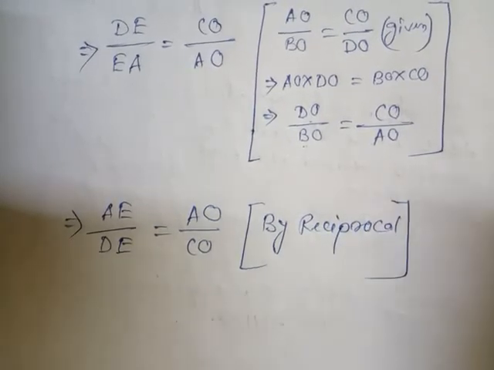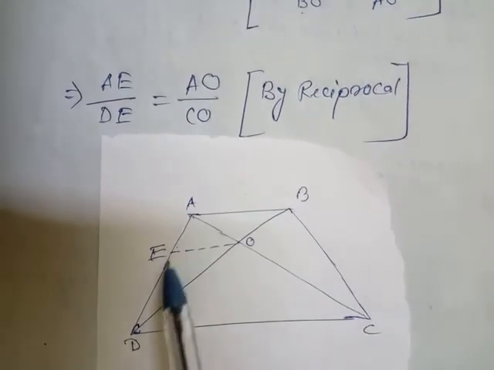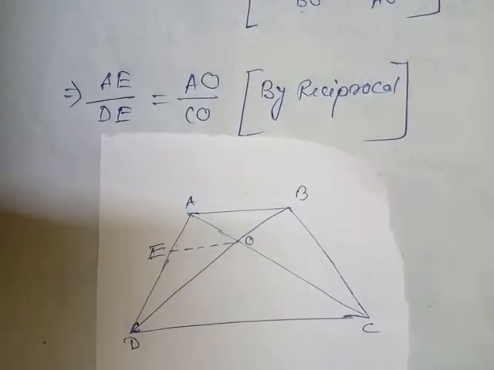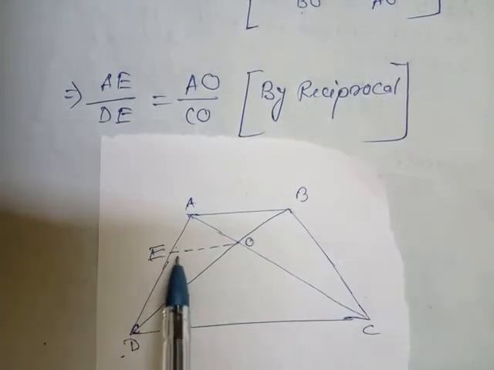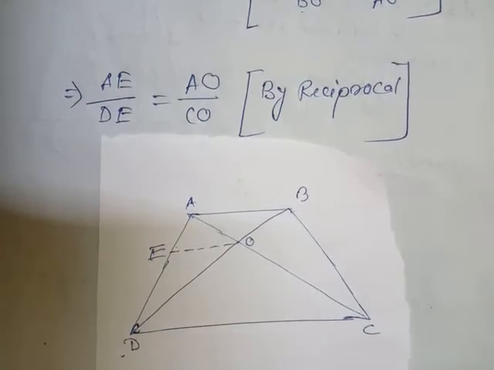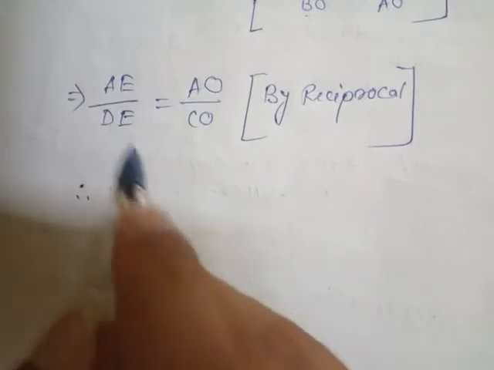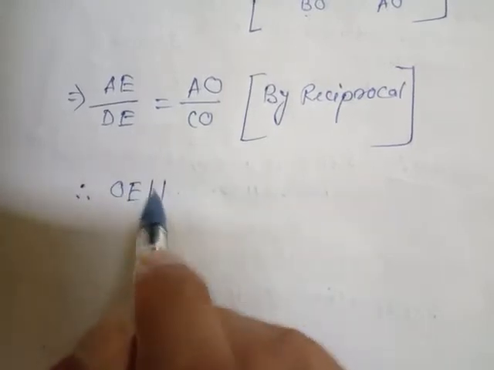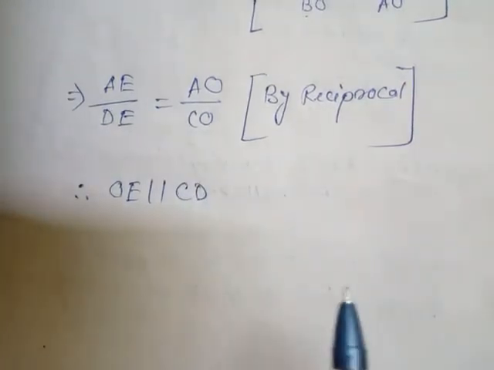Now look students, match with the diagram. Look, AE by DE and AO by OC. This clearly shows that OE parallel to CD, and this is the converse of the basic proportionality theorem. So here we'll write, therefore, OE parallel to CD or DC, whatever.